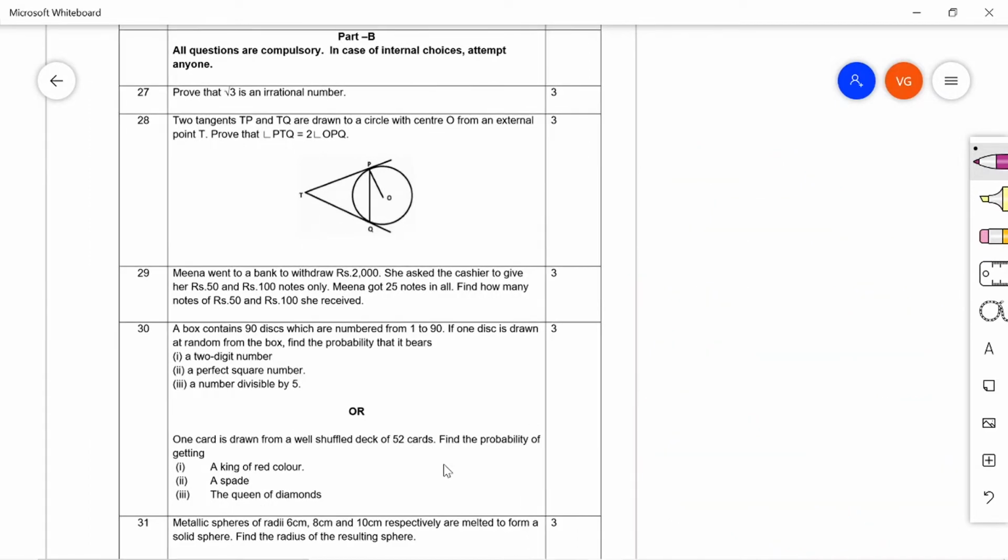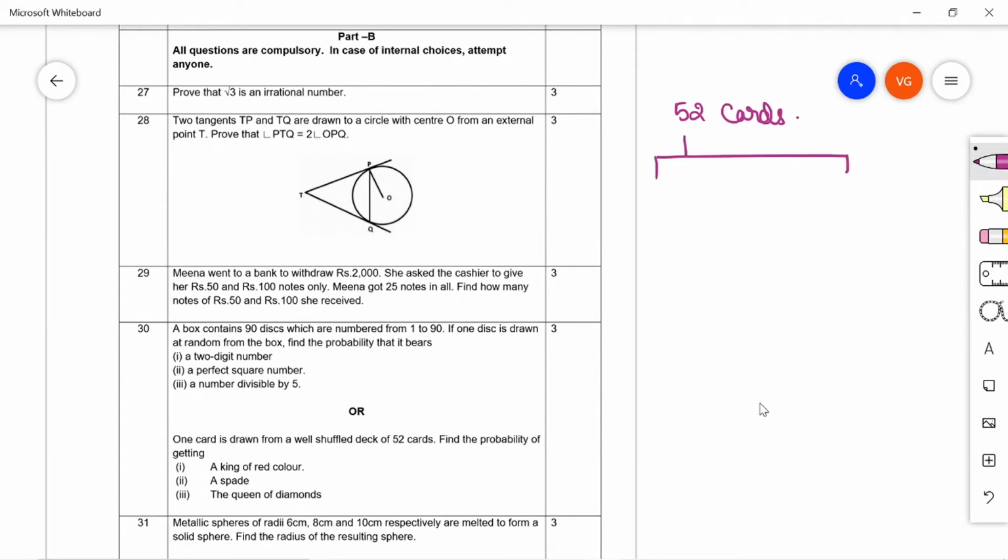The other question given in 30 is: a card is drawn from a well shuffled deck of 52 cards. Find the probability of getting a king of red color, a spade and the queen of diamonds. First the student should thoroughly know about the standard deck of playing cards. Totally it has 52 cards.